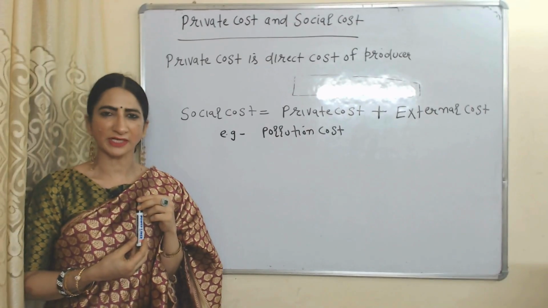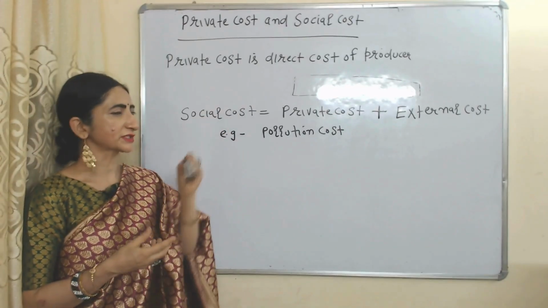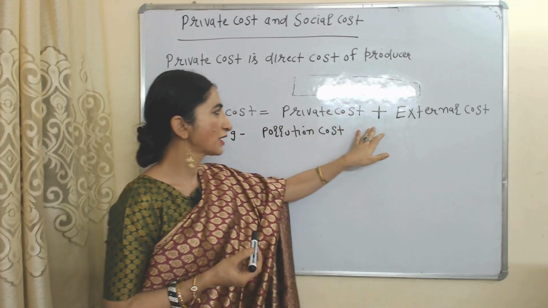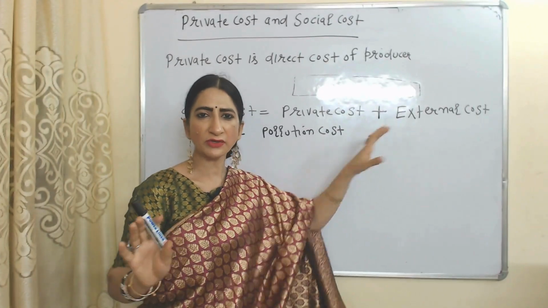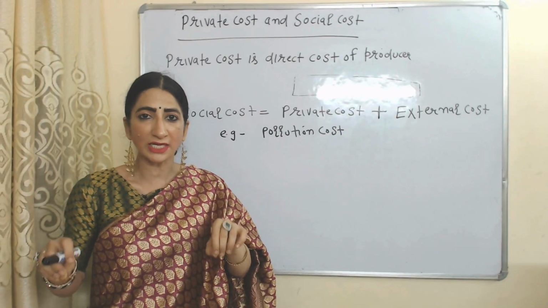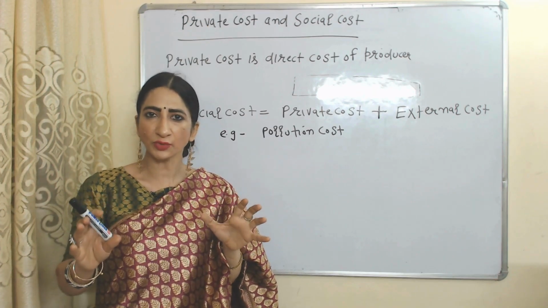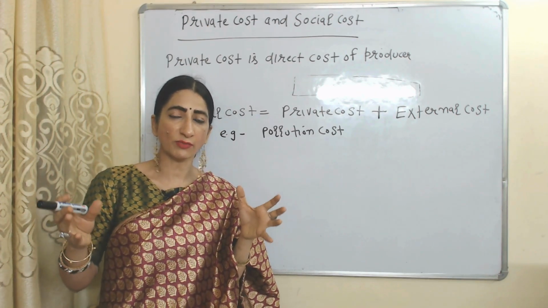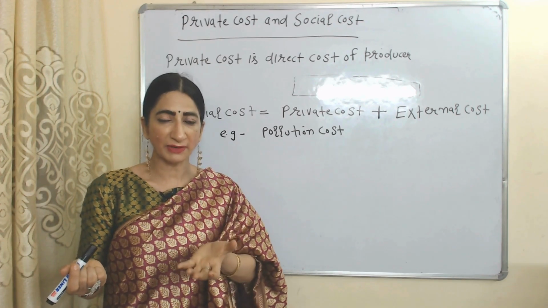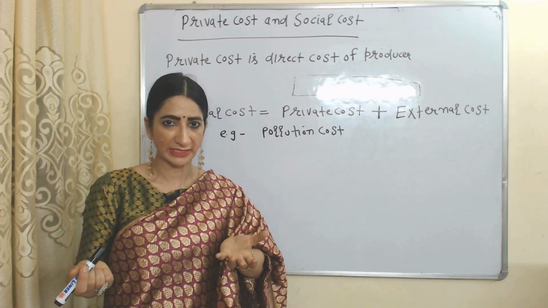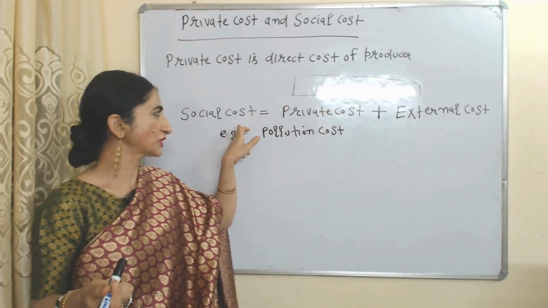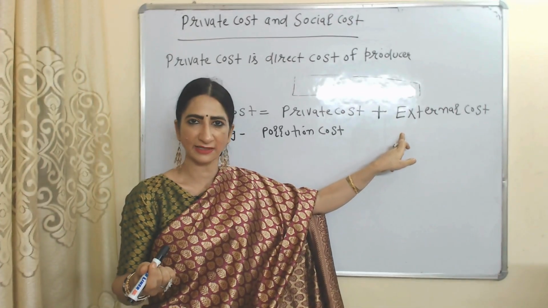Next is private cost and social cost. Private cost is direct cost of producer. Social cost is equal to private cost plus external cost. What do you mean by external cost? External cost means cost imposed on unrelated persons. For example, you are owner of a factory and earning so much profit, but your factory is cause of environmental pollution, and environmental pollution is cost for society, and this cost for society is an example of external cost. Social cost equals private cost plus external cost.